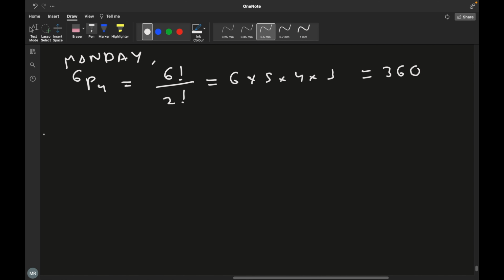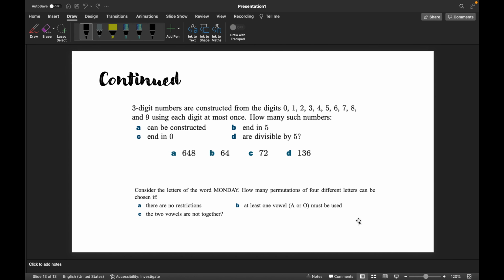And we have to find the number of ways in which it uses at least one vowel. So it's going to be the total number of ways minus the number of ways in which they're not there at all. So it's going to be 4 factorial. Which is 360 minus 24, which is 336. The last question, the 2 vowels are not together.